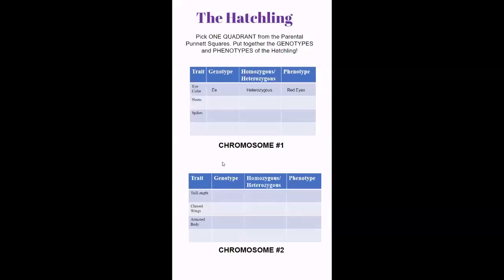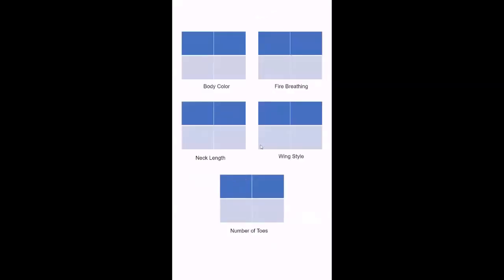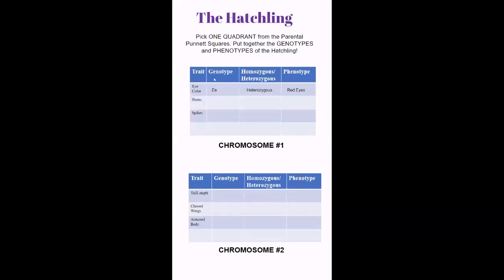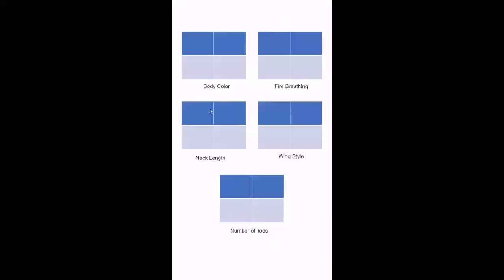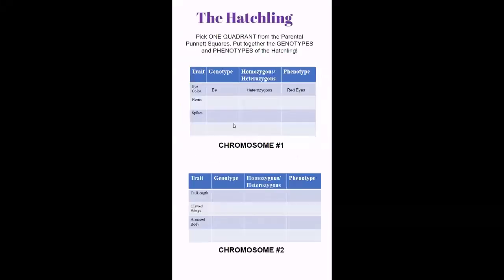You're going to basically build yourself a baby dragon from your potential traits. So you can pick what your baby dragon is going to look like based on the possibilities that come out of your Punnett squares. Pick a trait, put in their genotype, determine if it's heterozygous or homozygous, and then determine the phenotype. So for big E, little e, red eyes, put in the genotype, which is the letters, and the phenotype, which is what is expressed.